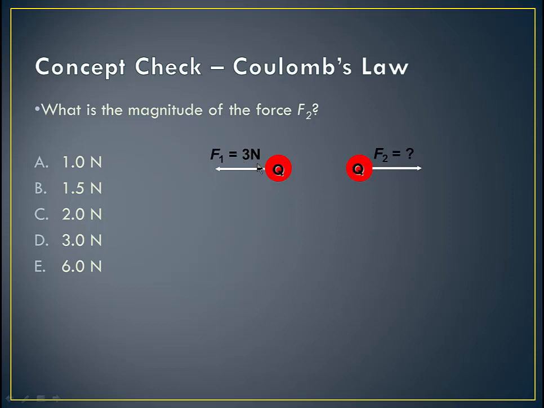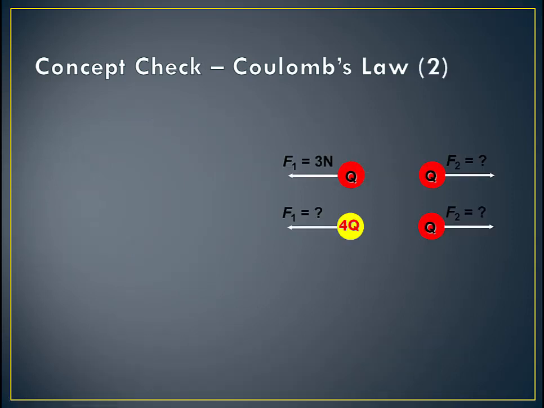So if this charge feels a force of 3 newtons pushing to the left, then that means F2 will also feel a force of 3 newtons, but in this case pushing to the right, because according to Newton's third law, for every action there's an equal and opposite reaction force. So as hard as one charge pushes on another, the other one pushes back just as much and in the other direction. Next, here's another concept check question to help test your understanding of Coulomb's law.